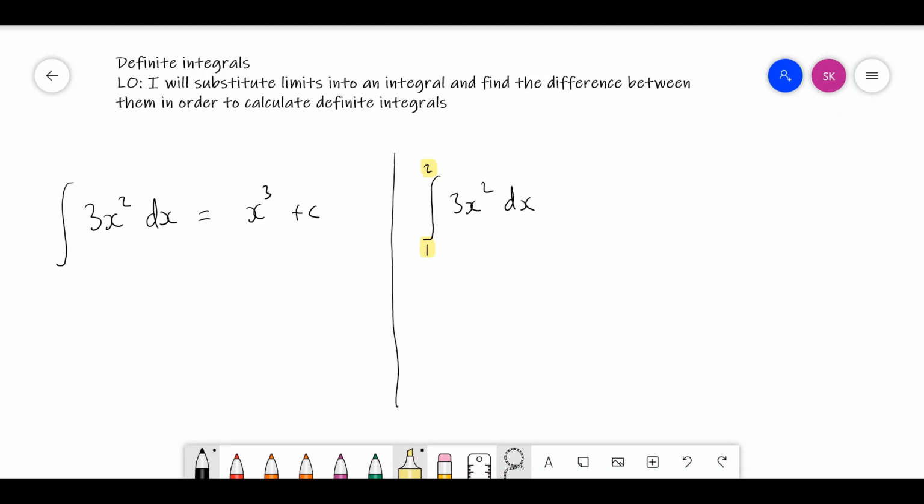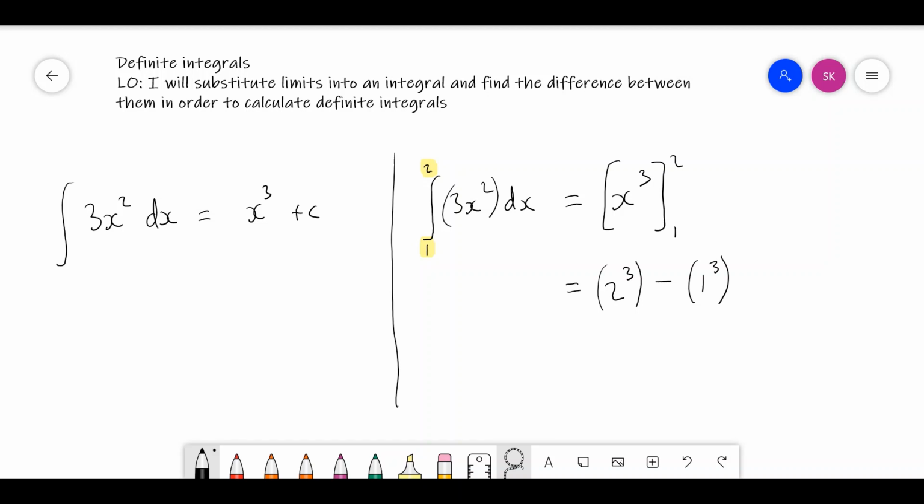Now, a definite integral, you calculate by calculating the integral. So as always, you integrate the expression here. But then what we do is we substitute the limits into the integral. So instead of x cubed, I write 2 cubed, that's the first limit. And instead of x cubed, I write 1 cubed, that's the second limit. And I find the difference between them. There's no plus c for definite integrals.